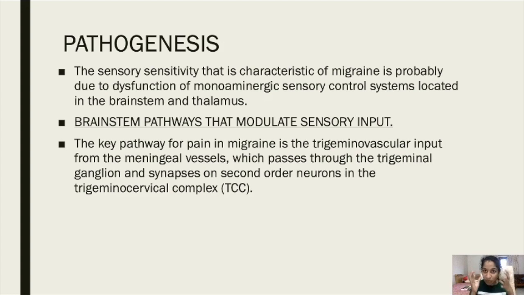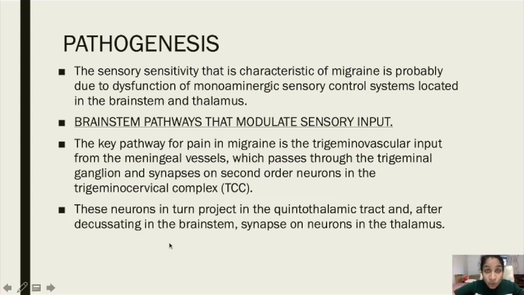So the middle meningeal vessels are there. The pain is from the meningeal vessels, and it passes through the trigeminal ganglion, and it synapses on the second order neurons in the trigeminocervical complex, that is TCC. These neurons in turn project in the quintothalamic tract, and after decussating in the brainstem, synapse on neurons in the thalamus.